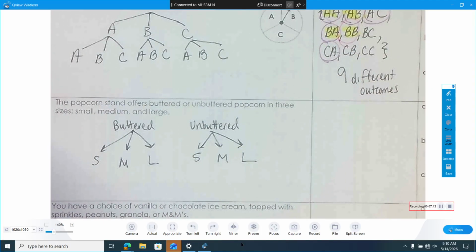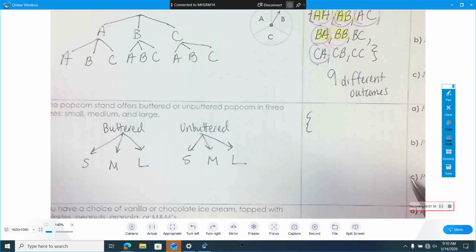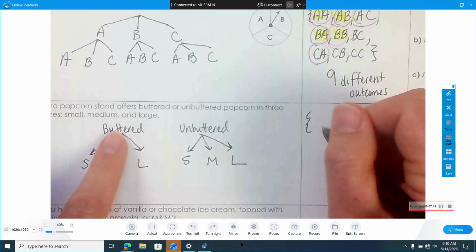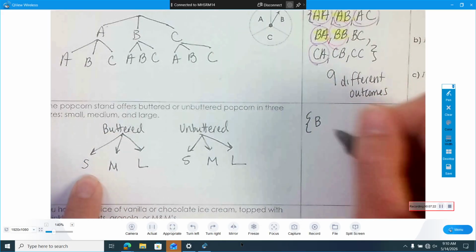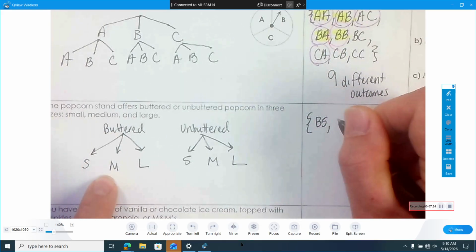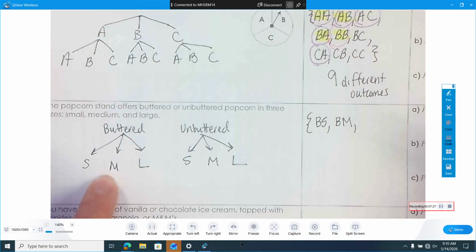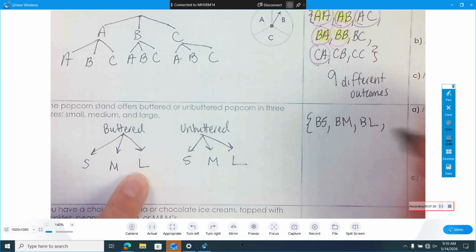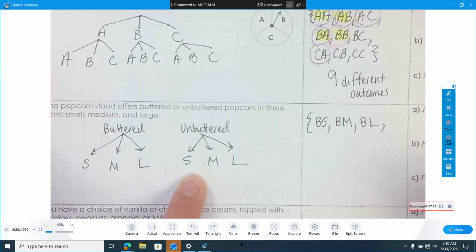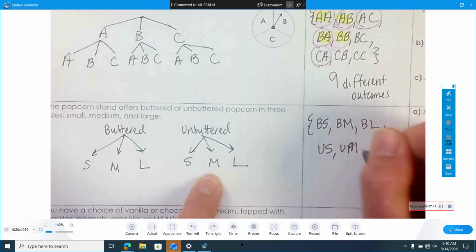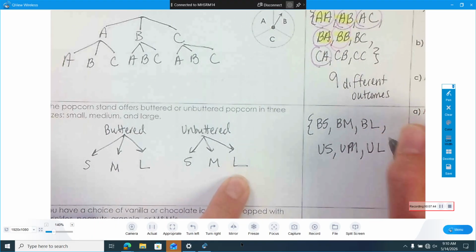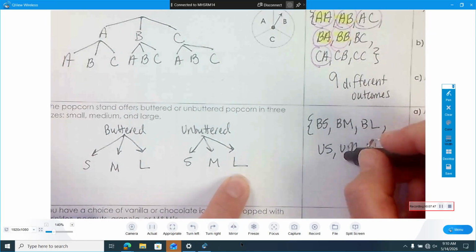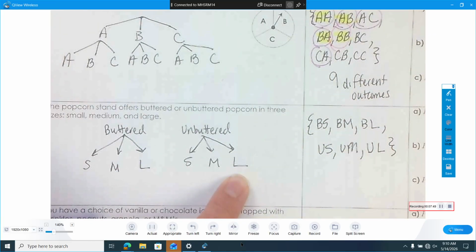And so we want to list what our possible outcomes are. So we could choose a buttered small popcorn. What else could we choose? Buttered medium and buttered large. Or we could choose unbuttered. Unbuttered small, unbuttered medium, and unbuttered large. Because why not? It's only $1 more. I mean, you already paid $7 for the small. Why wouldn't you pay $8 for the large, right?